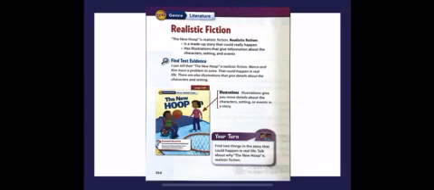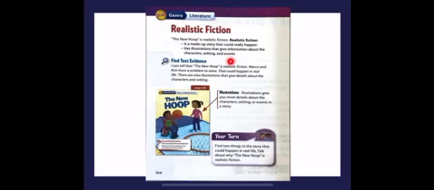Next, realistic fiction. A realistic fiction is a made-up story that could really happen. It's not a real story, but the events in the story can really happen in real life. It has illustrations that give information about the characters, setting, and events.